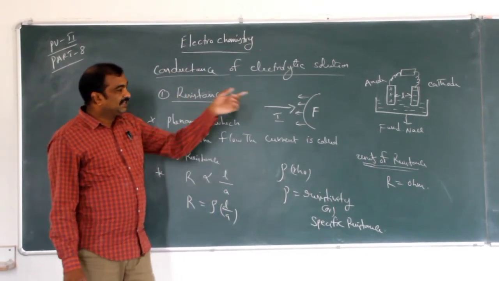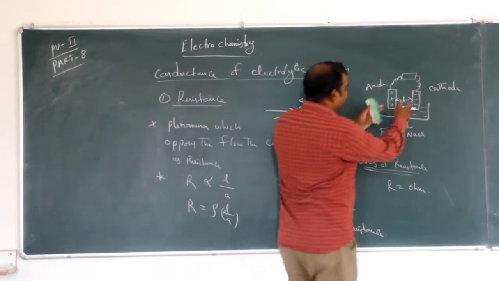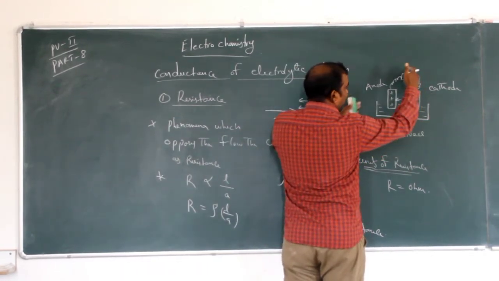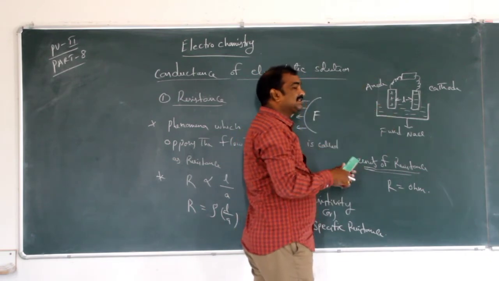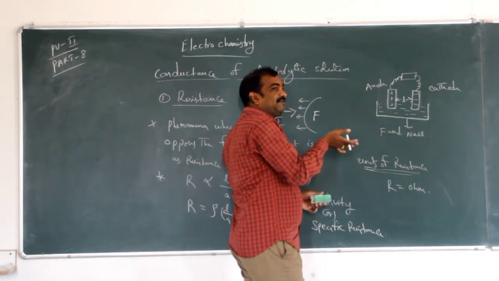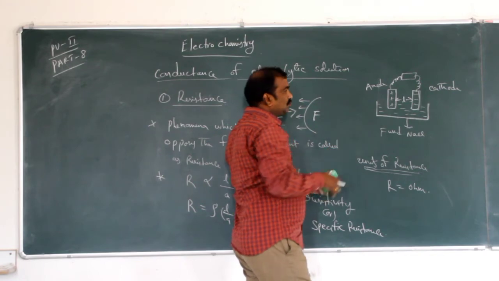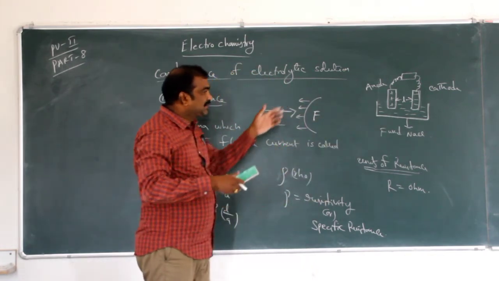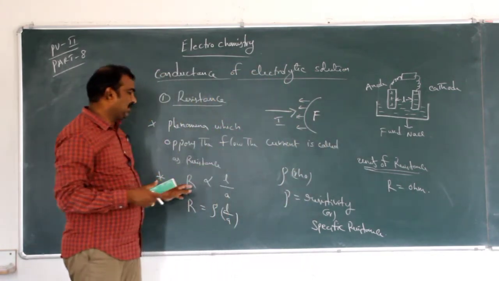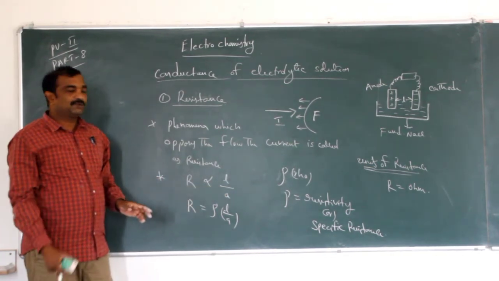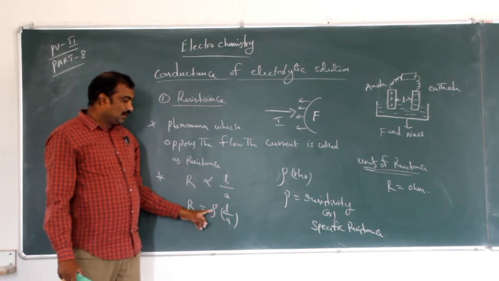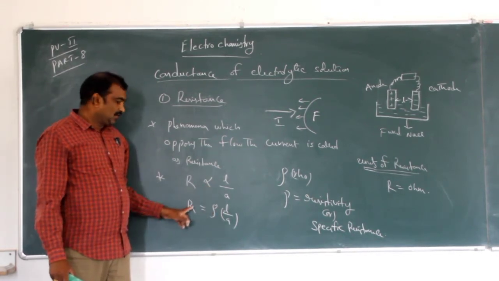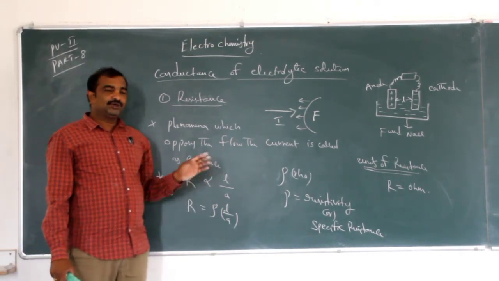Look here. If length is more, now the current flowing is also less. The current flowing is lesser. That means some force is there which opposes the flow of current, and that is more. So due to that, by seeing the diagram, we wrote that R is proportional to L by A. So to remove this proportionality, we take R is equal to rho into L by A.